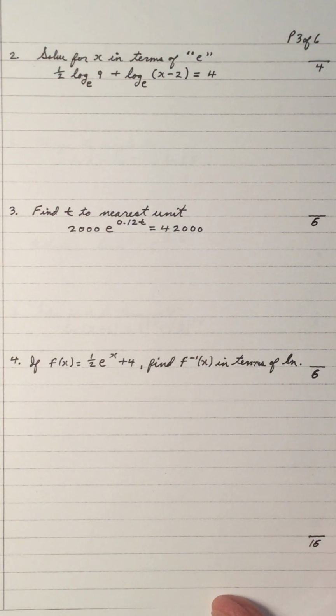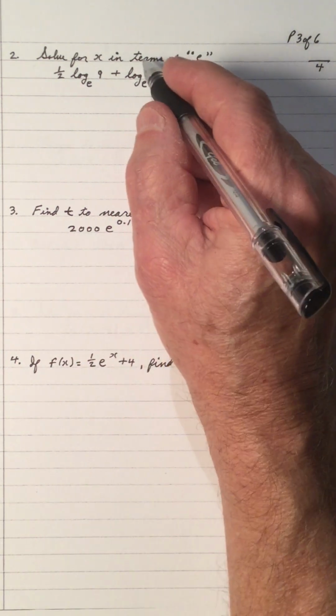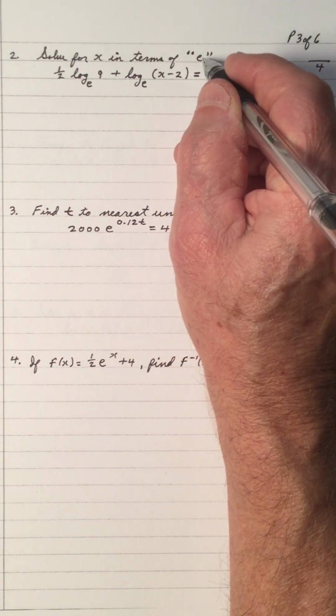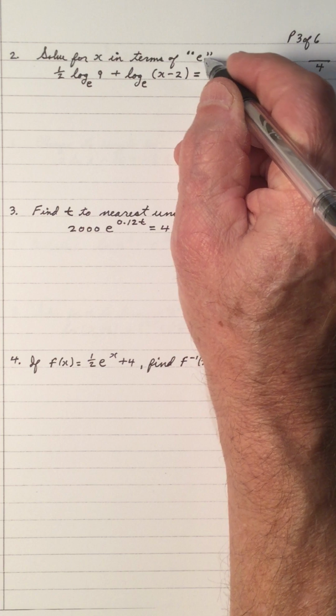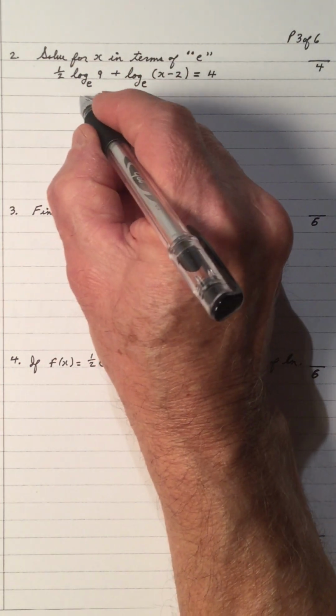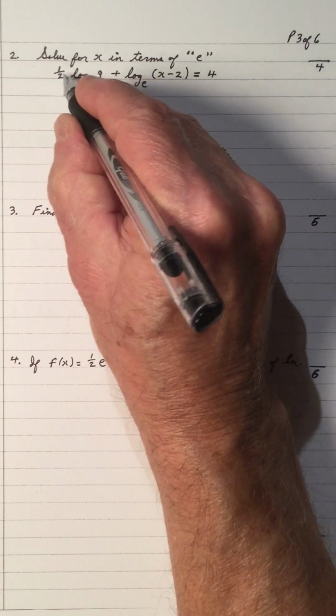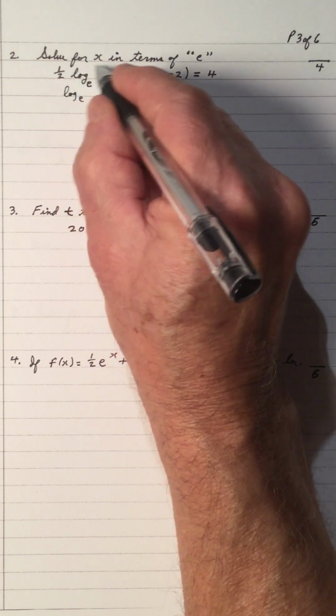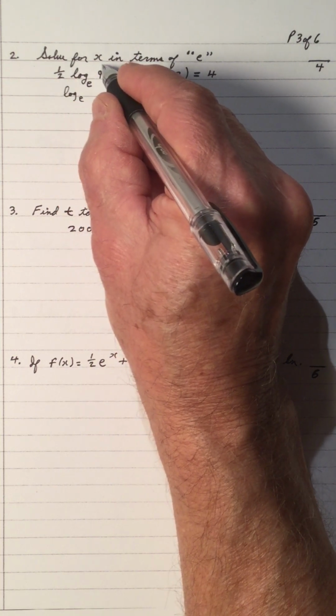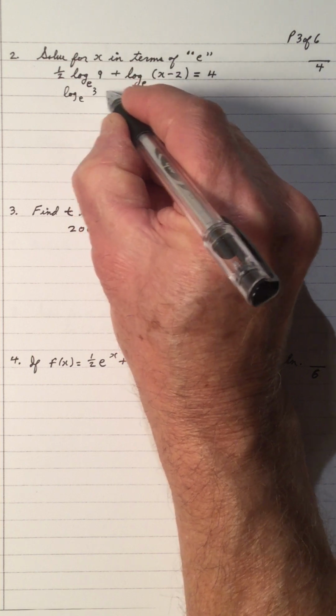Number 2, solve for x in terms of e. That's the number e. So first of all, we have to move to log base e. So the 1/2 goes to the power of 9. So 9 to the 1/2 is 3.